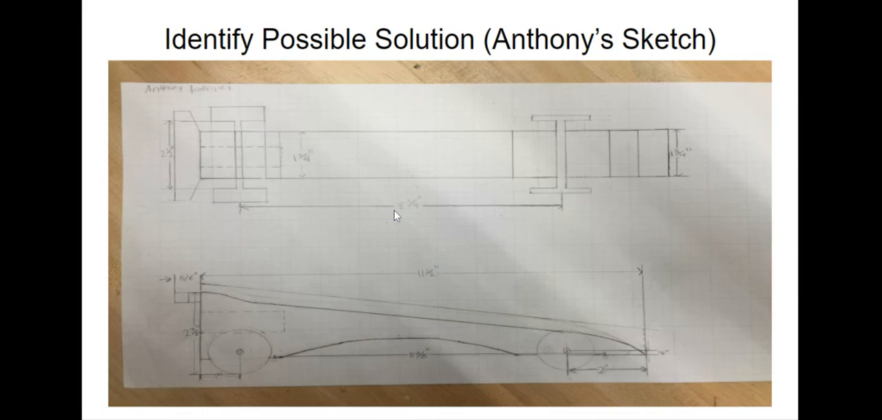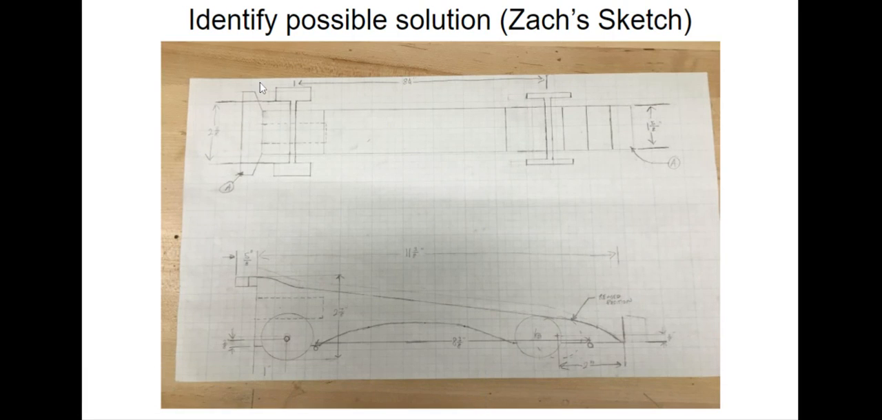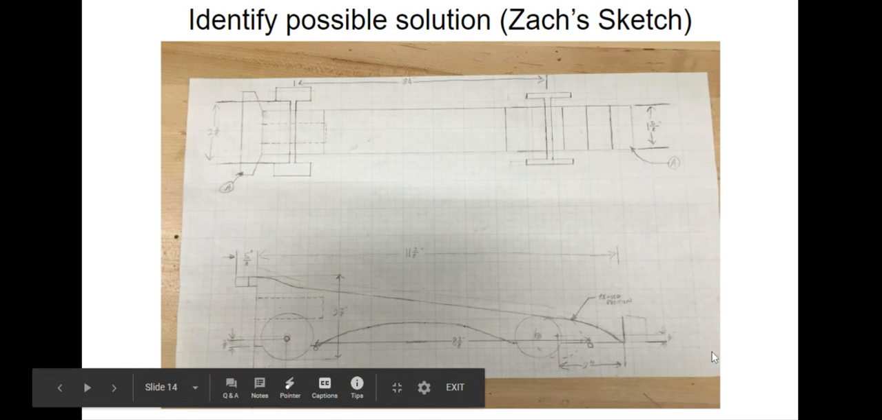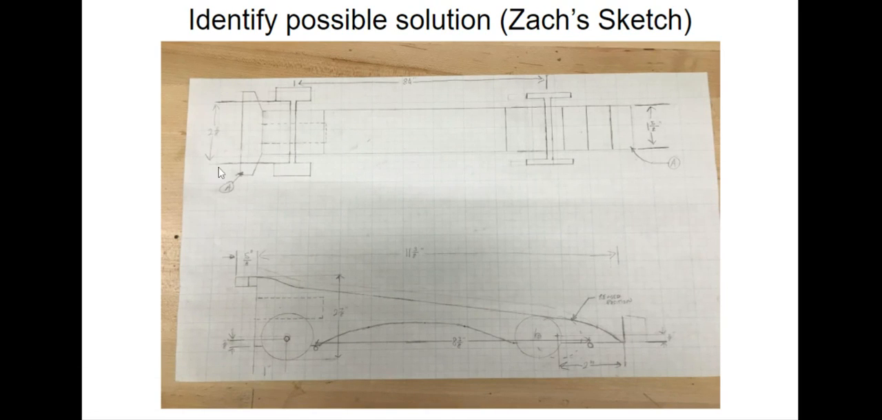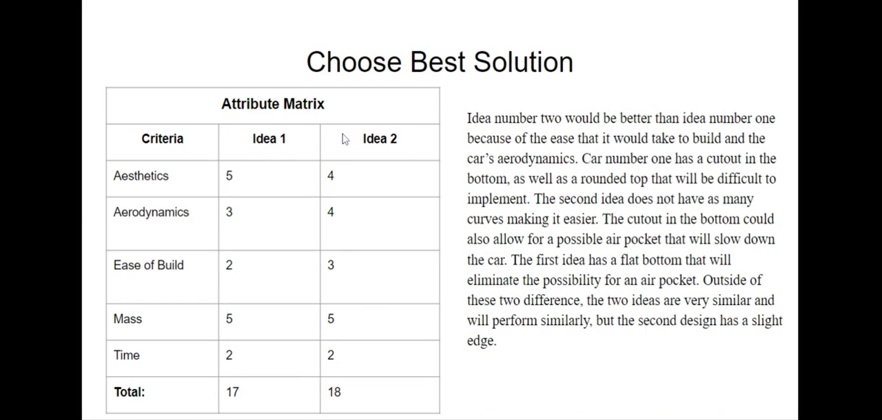Okay, so in this group, their first presentation sketch looks like this. The second presentation sketch done by the other partner looks like this. And now they need to choose a solution. Engineers use something called an attribute matrix. The attribute matrix is the table on the left there.